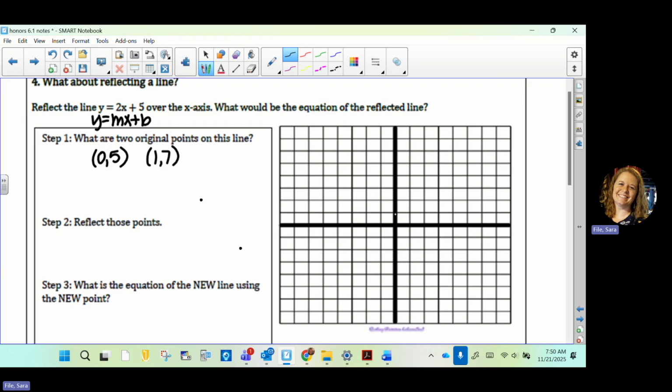Okay. Or you could use your slope of 2 and count from there. But we start at 0, 1, 2, 3, 4, 5. And then 1, 7. So there's 2 points on the line. So this is part of the line that I'm trying to reflect. Okay. And if you chose other points, that's fine too.